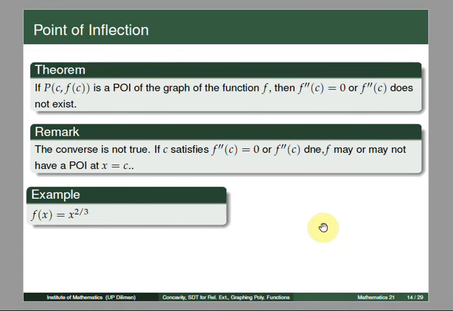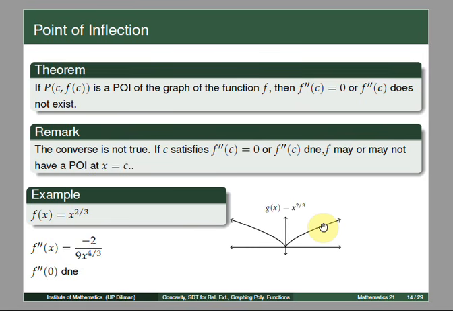For our next example, we have x raised to 2/3. f double prime of x is negative 2 over 9x to the 4/3, and we can verify that f double prime of 0 does not exist. But if we look at the graph of x raised to 2/3, we see that there is no point of inflection at x equals 0. Why? Because on the left of 0, it is concave down. On the right of 0, it's still concave down. So there is no change in concavity.